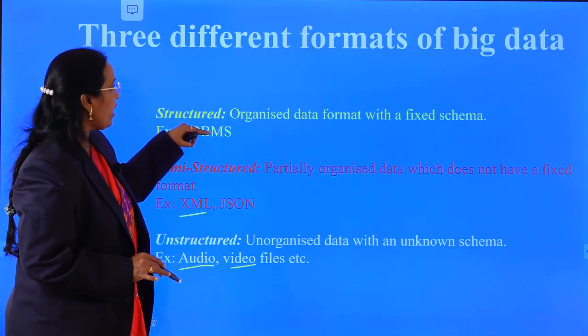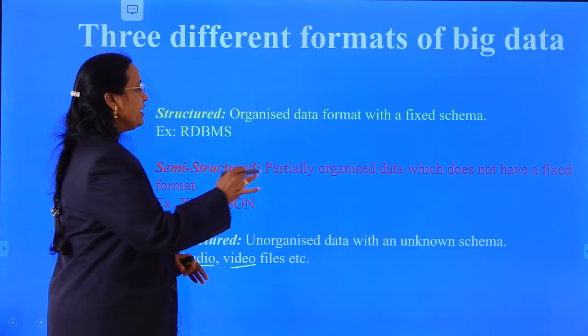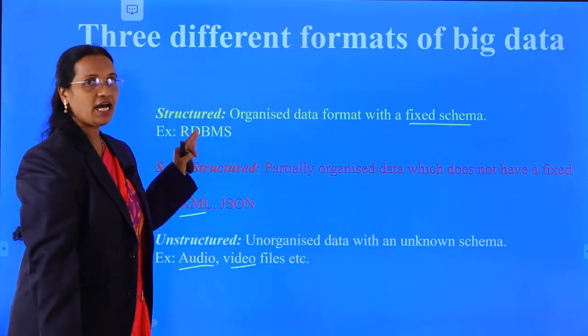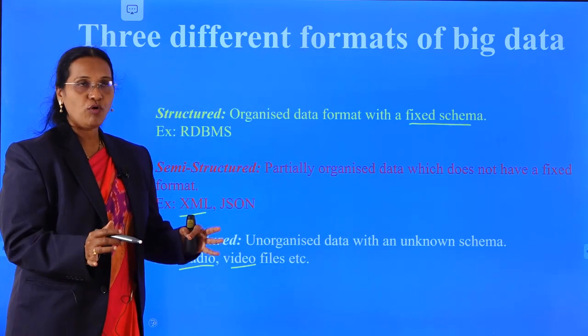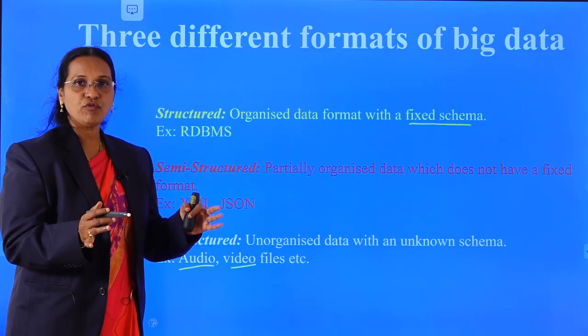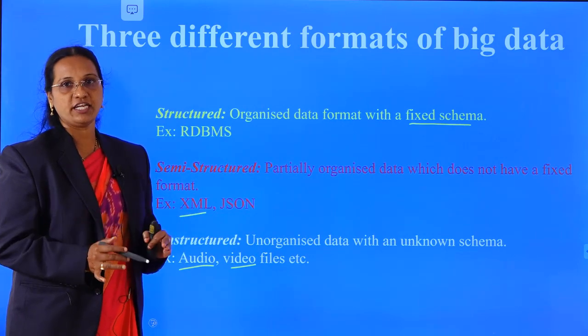The last format of big data is called structured data. It is very simple. It has a fixed schema, that is called an RDBMS. So, the big data formats are a combination of unstructured data, semi-structured data and structured data.